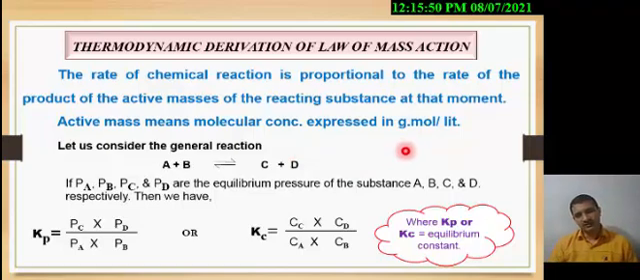Let us consider a simple chemical reaction, say A plus B gives C plus D. If Pa, Pb, Pc and Pd are the partial equilibrium pressures of the substances A, B, C and D respectively, then we are going to prove that the equilibrium constant Kp, and the equilibrium constant Kc in case of a solution, are: Kp is equal to Pc Pd divided by Pa into Pb, and Kc is equal to Cc into Cd divided by Ca into Cb. Here capital C is the concentration and capital P is the pressure.